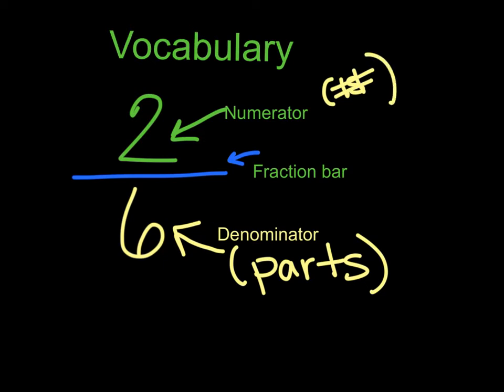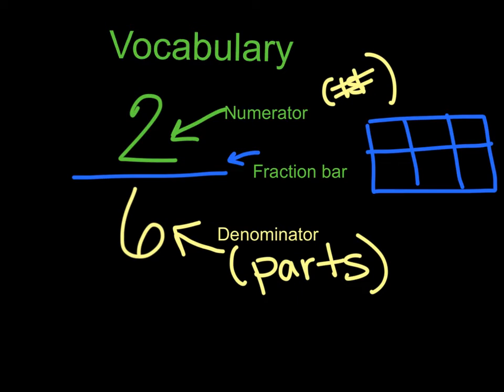Well, let me show you an example. If I drew a picture here, I'm going to draw a box and I'm going to divide it into 6 pieces. Do you see that all of my pieces are equal? Okay, if I take it and I shade 2 of them, then 2 out of my 6 pieces are shaded. So the fraction for that would be 2/6. So you can see that my model represents the fraction that I have. Okay? All right, let's learn some more.